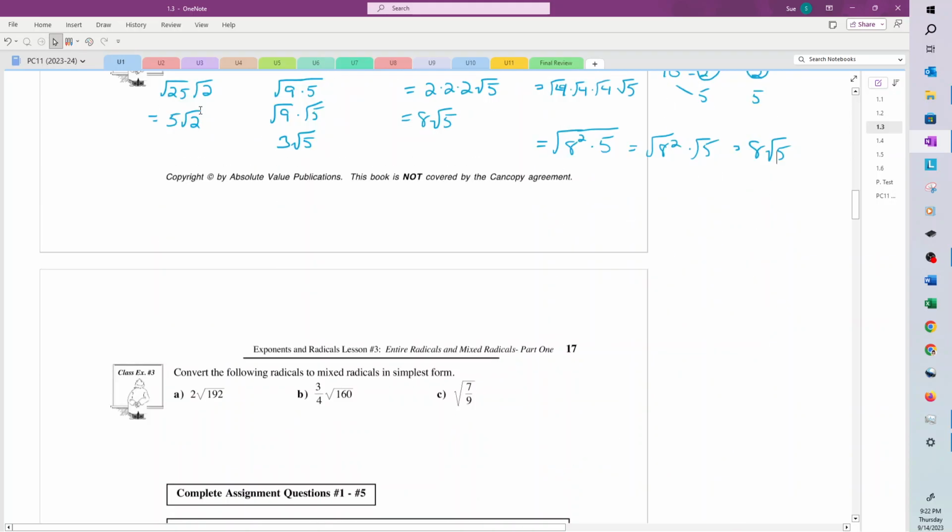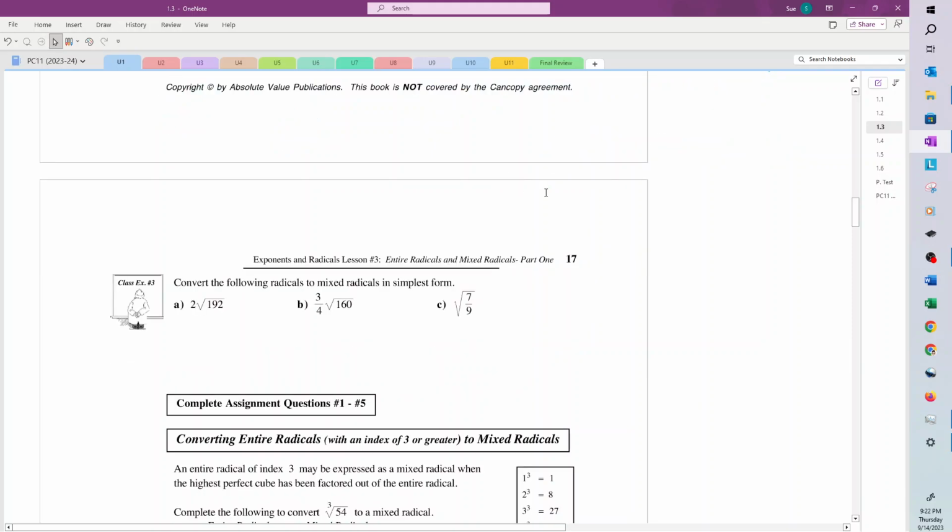And some more examples. So we're going to convert these to mixed radicals in simplest form. I'm going to get you to pause because I want you to try these ones on your own, and I'll do them, and then you can come back and check your answers.